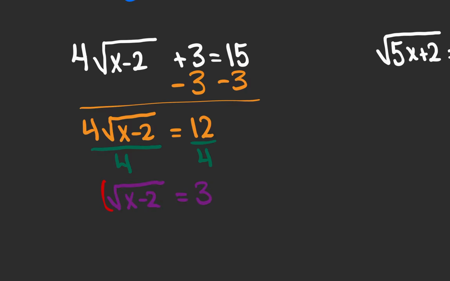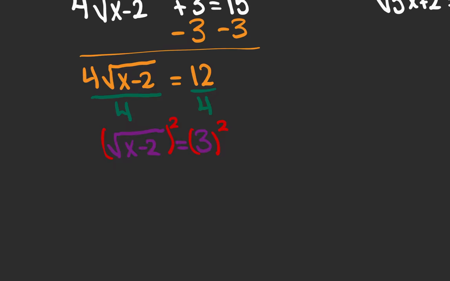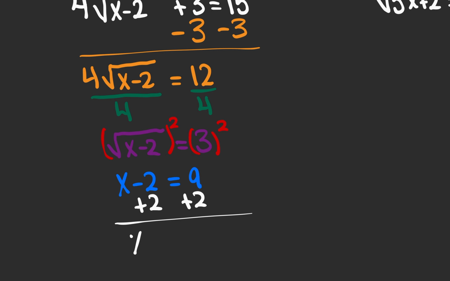I will then square both sides. And this will leave me with x minus 2 is equal to 9. Then I will add 2 to both sides, plus 2, plus 2. And this will leave me with x is equal to 11 as my final solution.